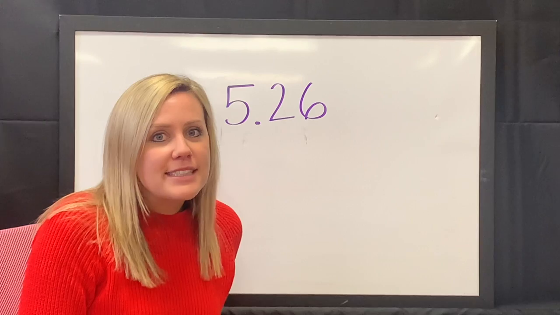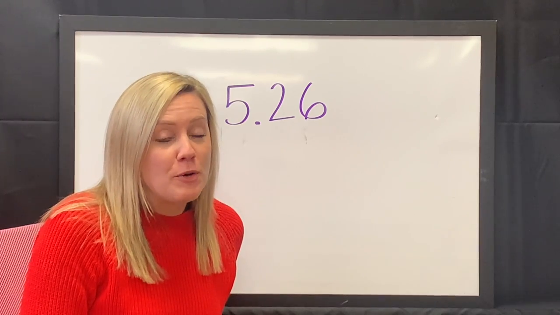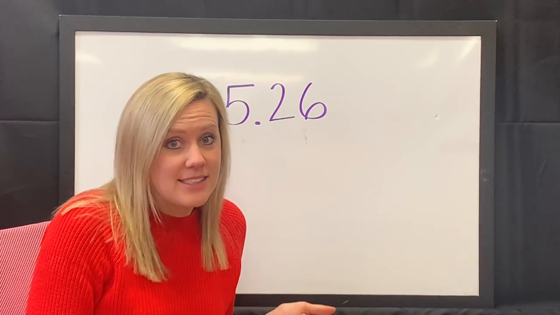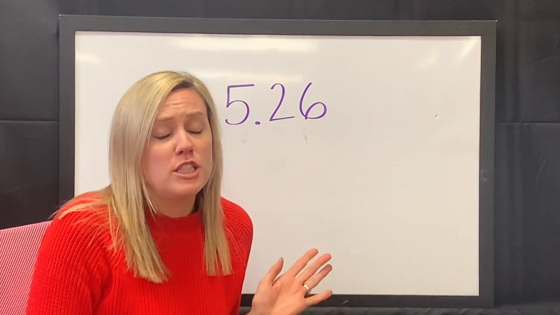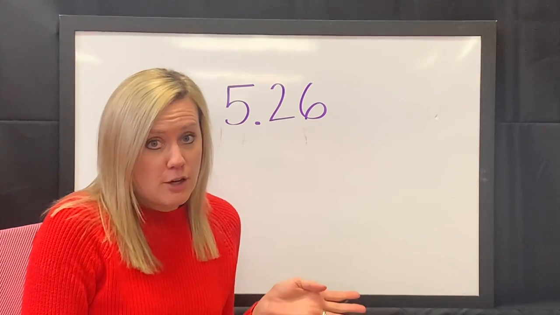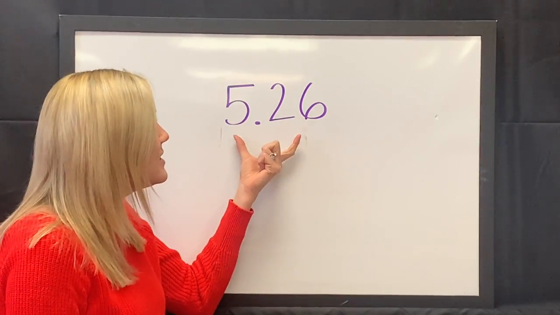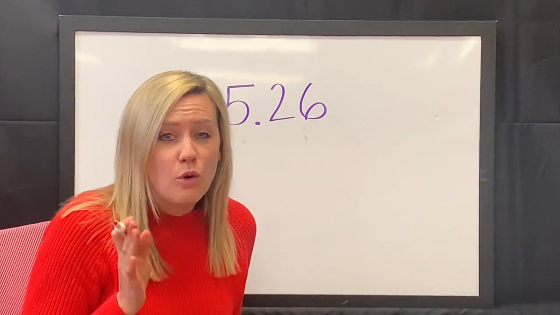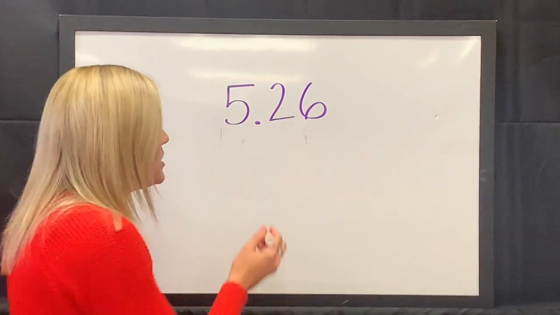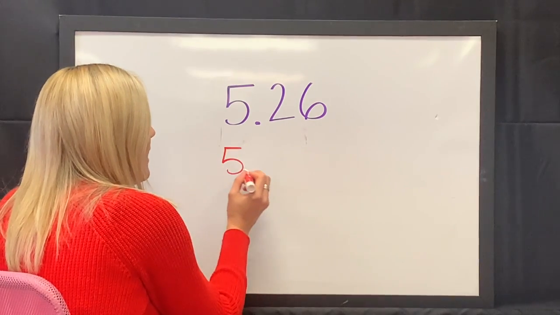Now, this number is quite small, and normally you would never be asked to put this in scientific notation, but I'm going to show you how just in case. As you notice, this number 5.26 is already in between 1 and 10. So I'm just going to rewrite it real quick.